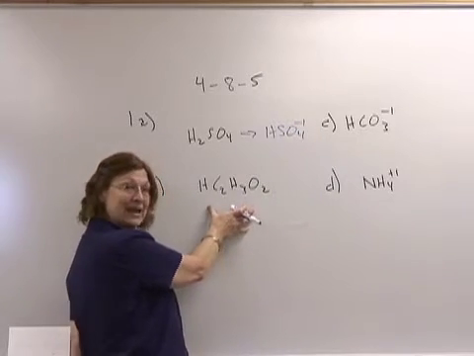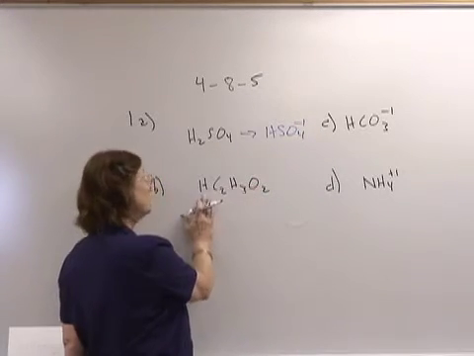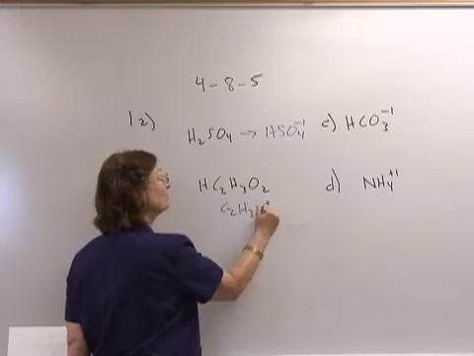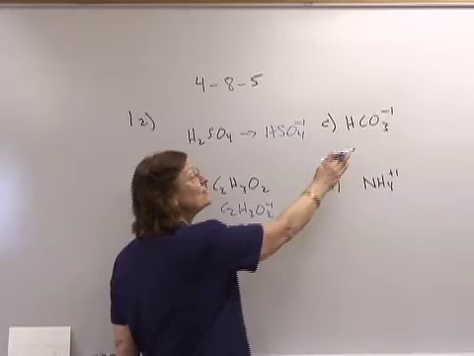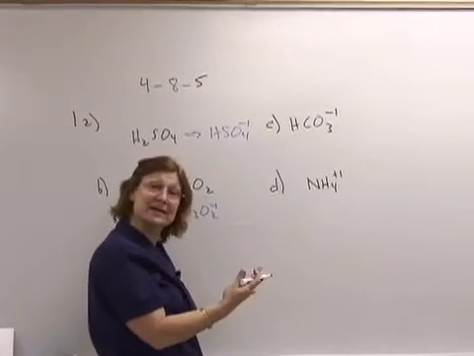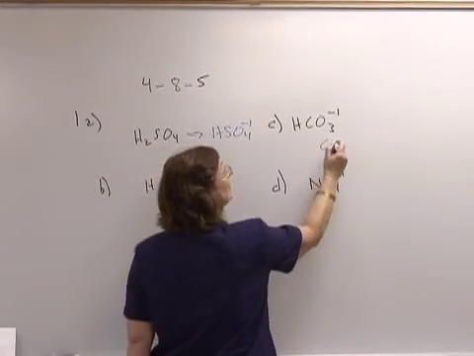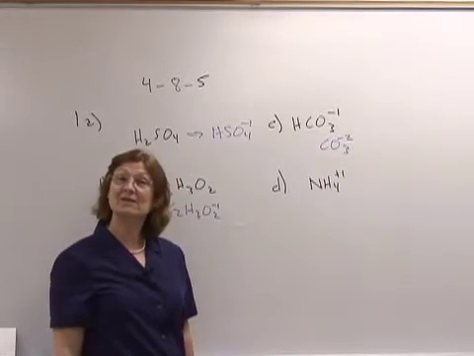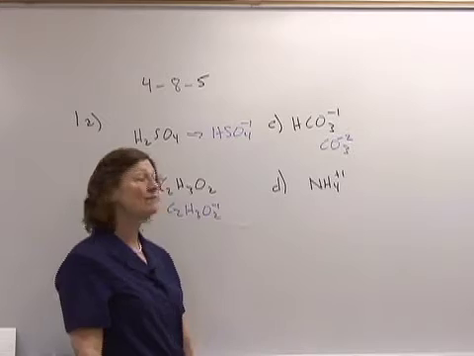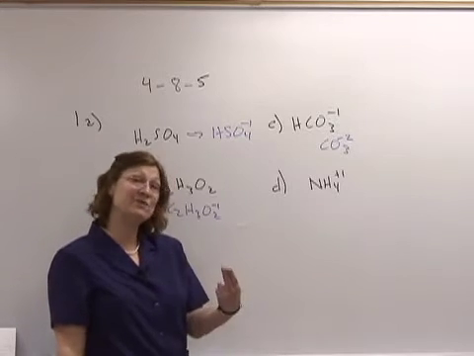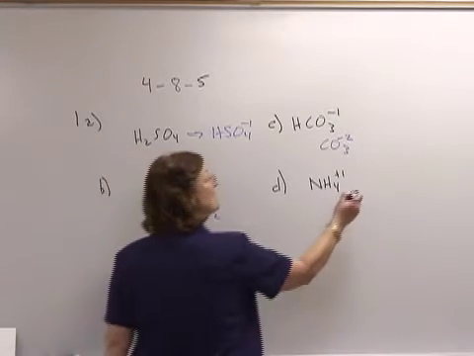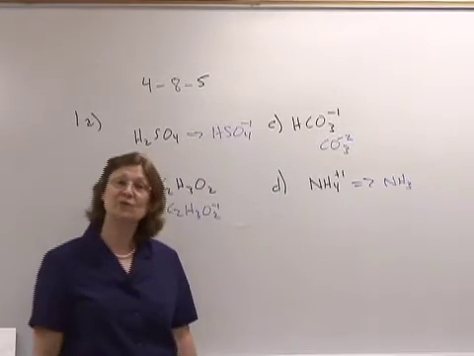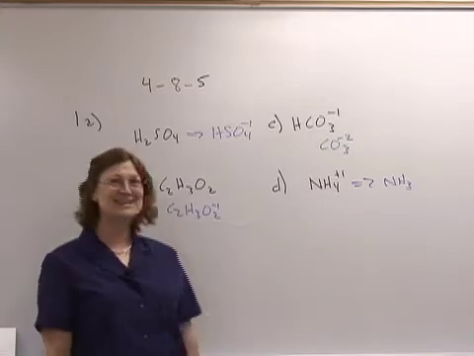Then in the acetic acid, we donate this hydrogen and we're left with the acetate polyatomic ion. Here in the bicarbonate ion, we lose that hydrogen and therefore we are left with the carbonate polyatomic ion. And finally here we have ammonium ion and it gives up a hydrogen and therefore its conjugate base must be the ammonia molecule. And that's how you do number 1.